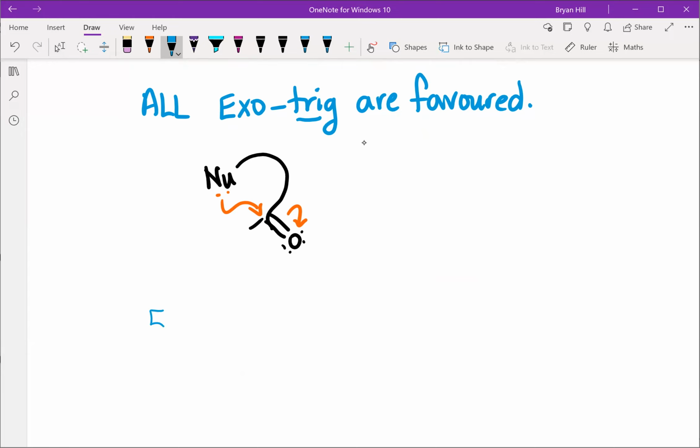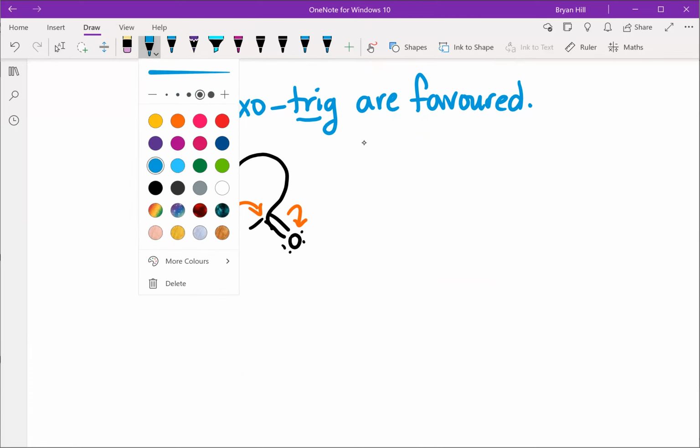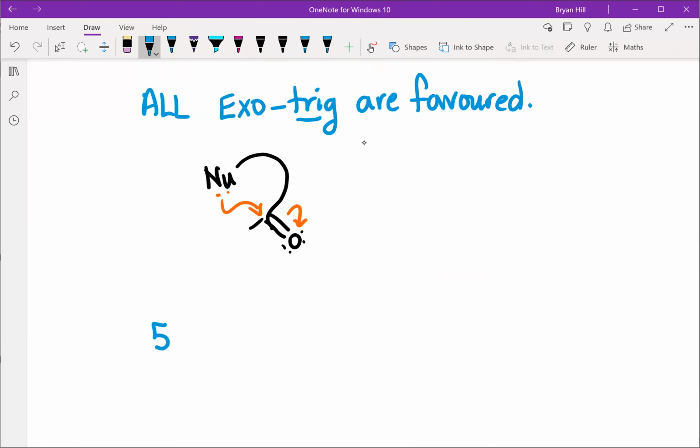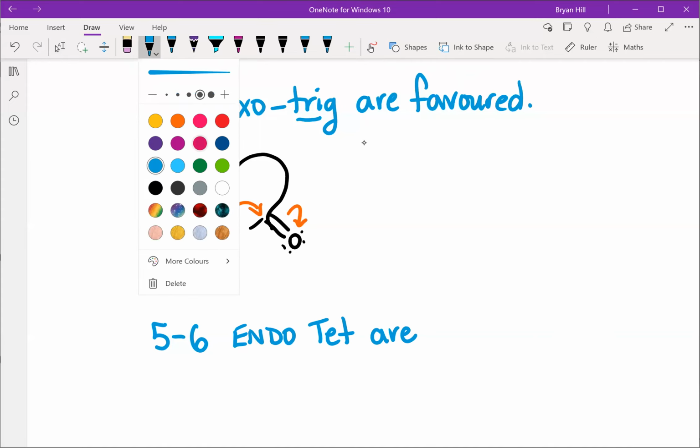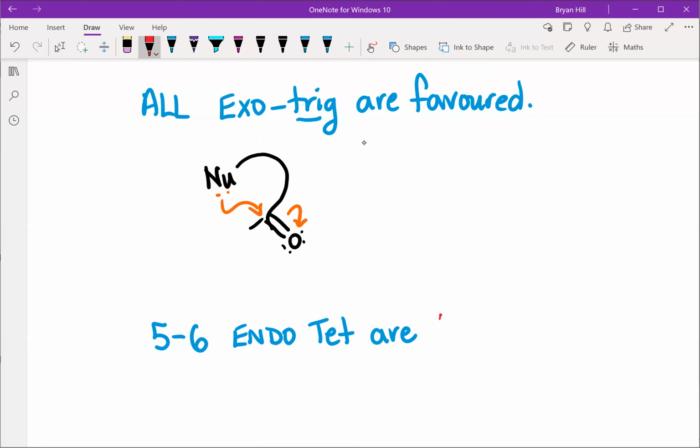Okay, yeah, this was a good one. I do have an example here. Okay, so 5 and 6 endo-tet are, I should write this in red, disfavored.